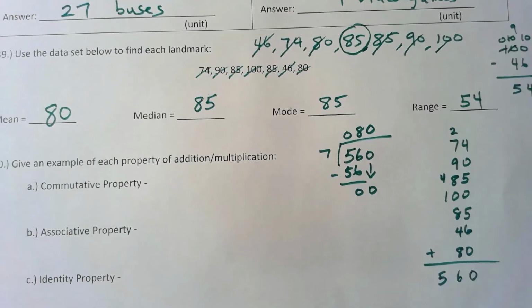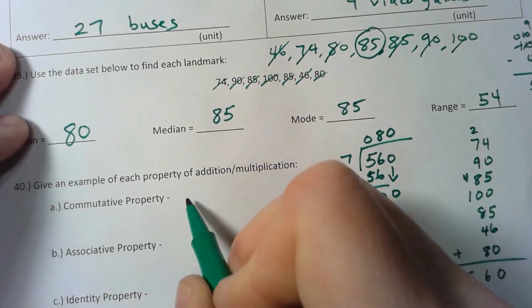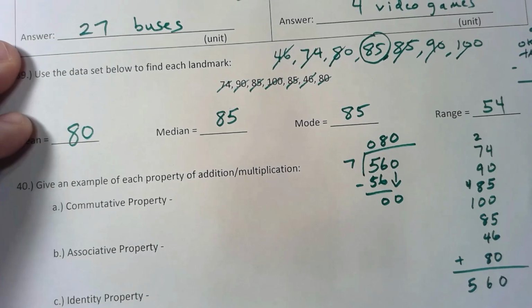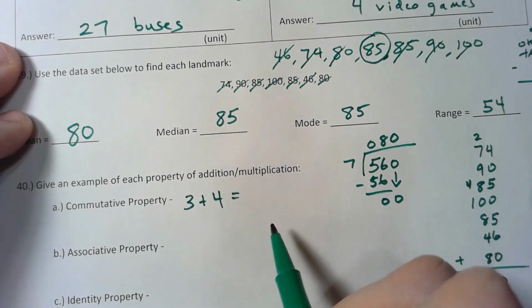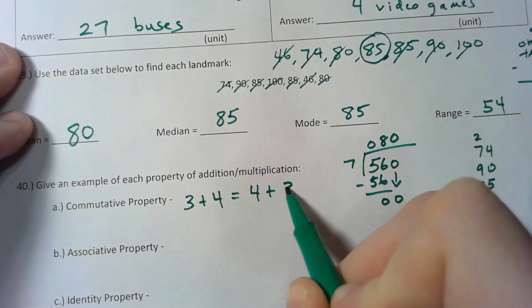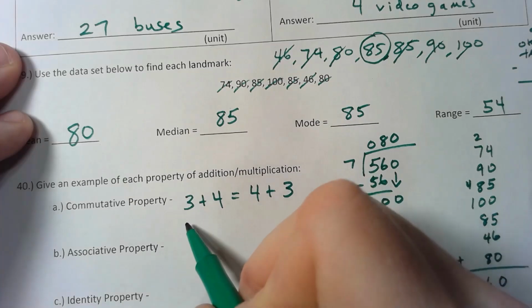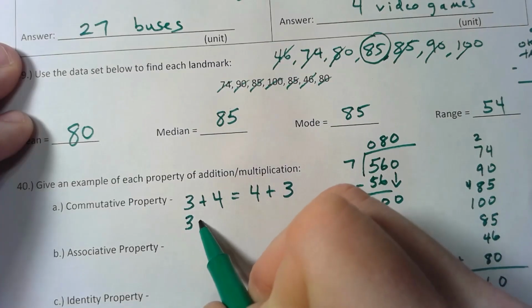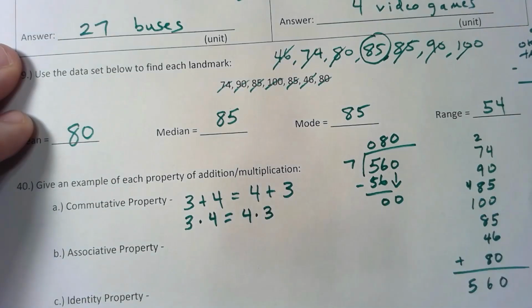Question 40 says, give an example of each property of addition or multiplication. So the commutative property is turnaround facts. It says that if I take a number and add another number to it, I can do the same thing in reverse. The order does not matter. 3 plus 4 is the same thing as 4 plus 3, and that also works with multiplication. 3 times 4 is the same thing as 4 times 3.